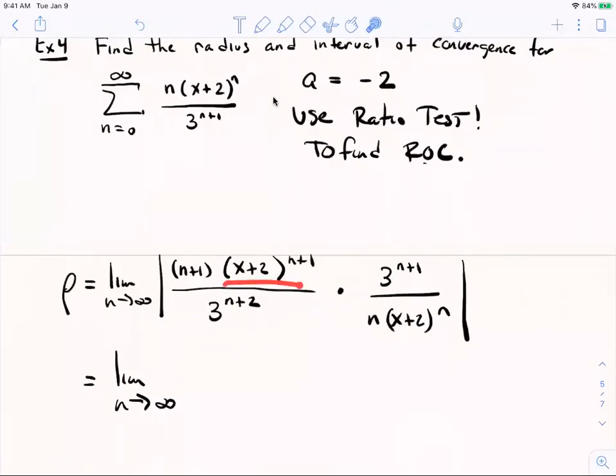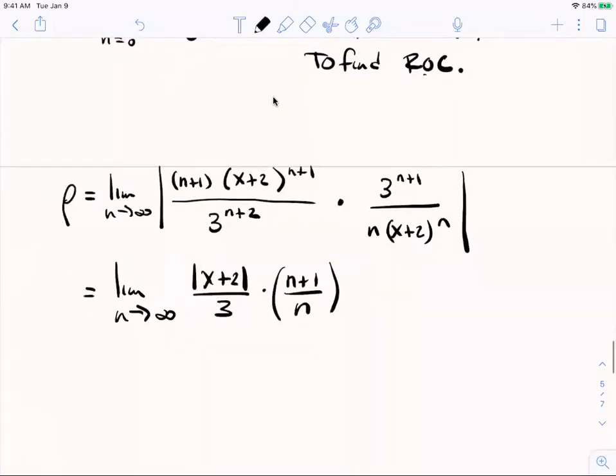I've got n plus 1 factors of x plus 2 upstairs and n of them downstairs. So that's going to leave just 1 upstairs, and I'll leave the absolute values around that. Everything else, the 3 to the powers, those are all positive. I don't need them. The powers of 3 will cancel. I've got n plus 1 factors upstairs and n plus 2 factors downstairs, so that leaves me 3 of them down there. And then what do I have? I've got an n plus 1 over n. This part doesn't have any n's in it, absolute value of x plus 2 over 3, so I bring it through the limit.